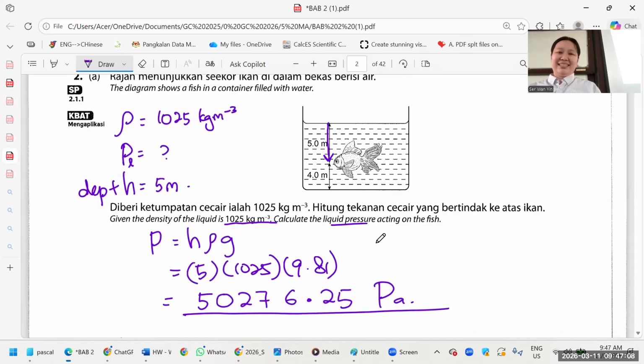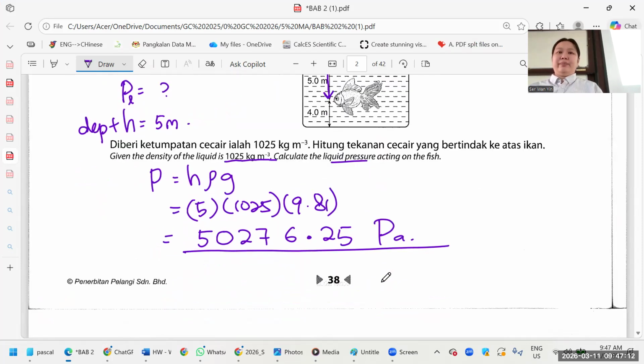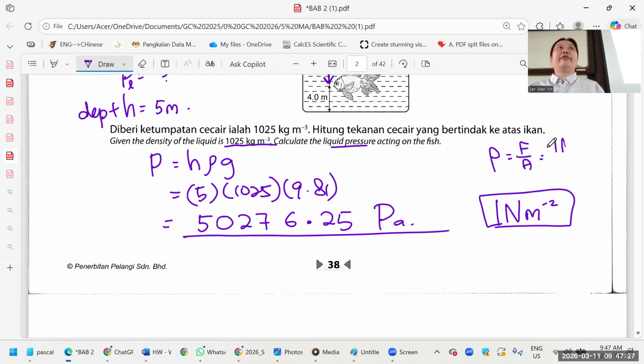Okay, now you know Pascal. Pascal actually means 1 Newton per meter square. Means the formula P equals F over A, right? So 1 Newton of force exerted on 1 meter square of the box, you will get 1 Pascal of pressure.